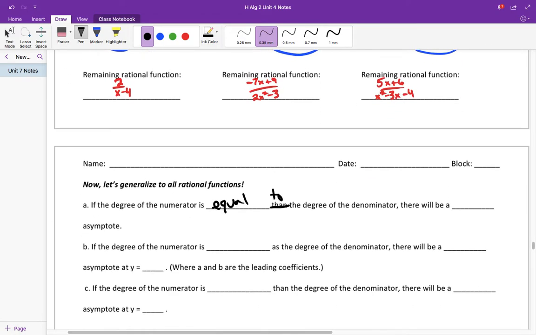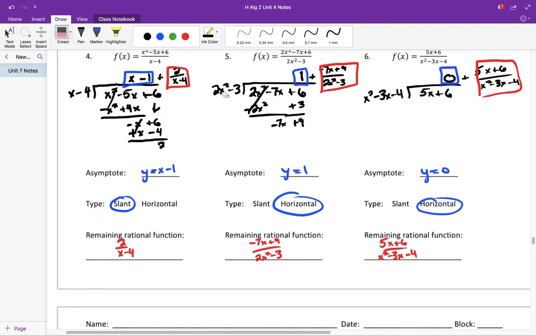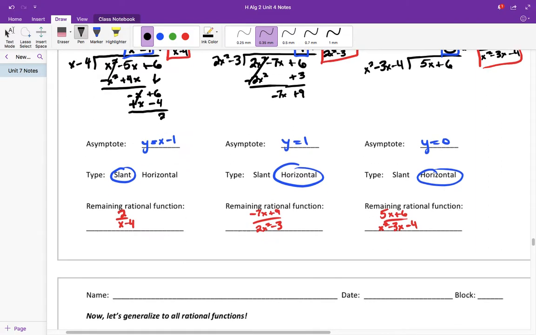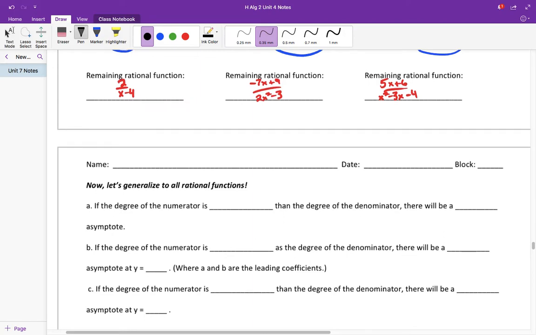Actually, let me change this. Sorry, guys. I think they actually go in order of what I want us to look at. So if you notice, for number 4, the degree of our numerator was 2 and the degree of our denominator was 1. So if the degree of the numerator is greater than the degree of the denominator, then there will be what's called a slant asymptote. When it was greater, that was where we had the slant asymptote.